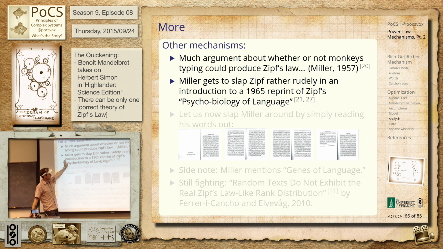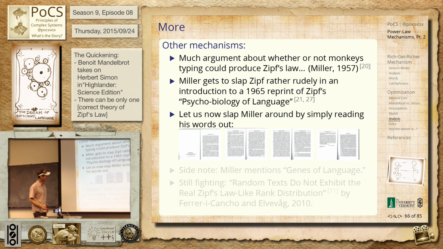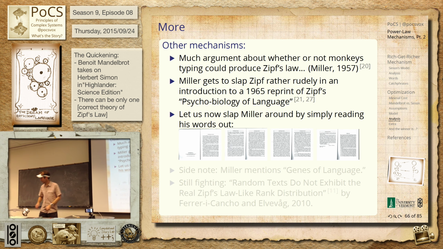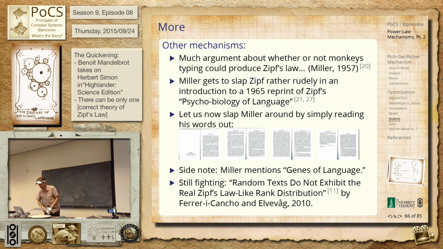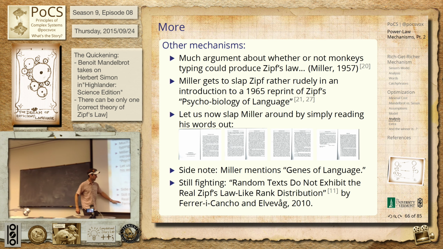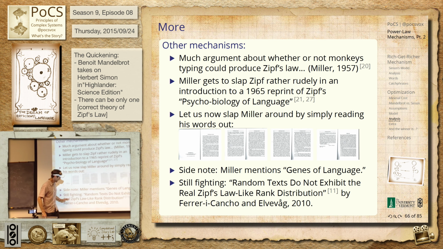Okay, so Miller appears, and then this is rather rude, but writes an introduction to a reproduction of Zipf's, one of his books, which is The Psycho-Biology of Language. It's a crazy title. It's a 1935 book, actually. And then, so Miller's a little rude, actually. So let me see if I can get some of these. Actually, some interesting thing, talks about the genes of language. And just to say this, you'll see this is 2010, right? Random texts do not exhibit real Zipf's law-like rank distributions, right?